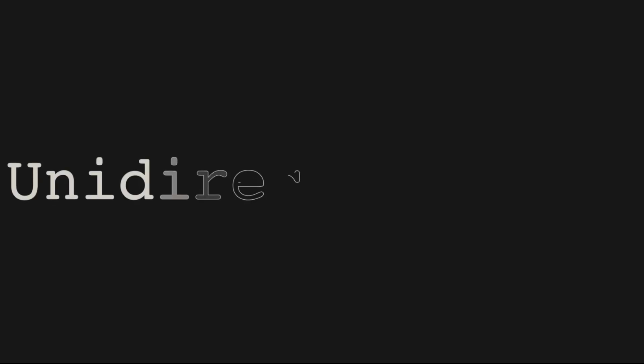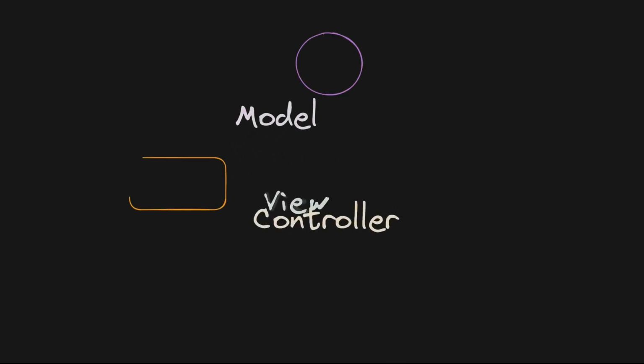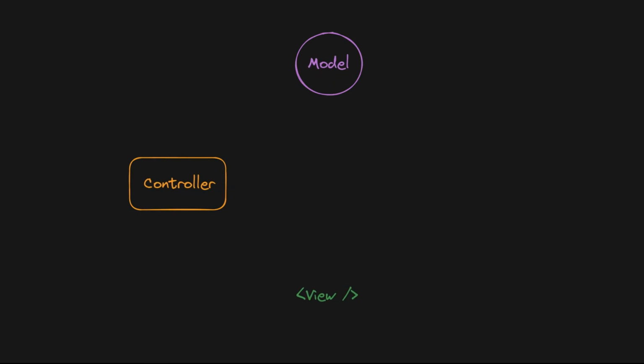Let's talk about unidirectionality. Unidirectional data flow is the opposite of MVC. MVC stands for Model View Controller. The model is like state, so let's say that's items. The view is component, so let's say cart.